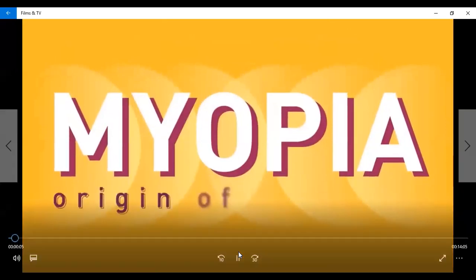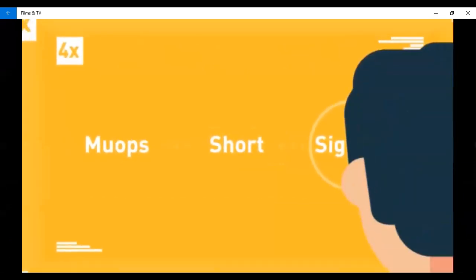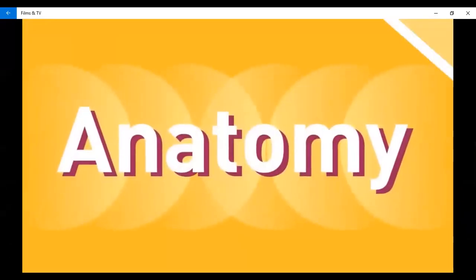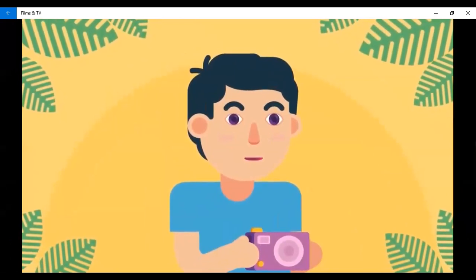Myopia. Origin of the word: it comes from the Greek word myops, meaning short-sighted. These people cannot see distant objects clearly. Anatomy. Before we describe myopia, let's compare the eyeball to a camera for better understanding.